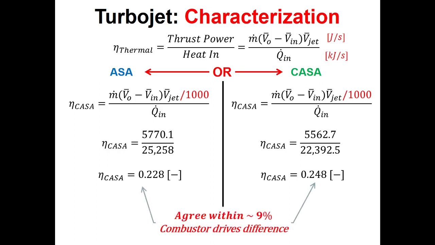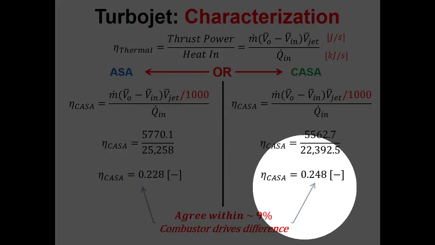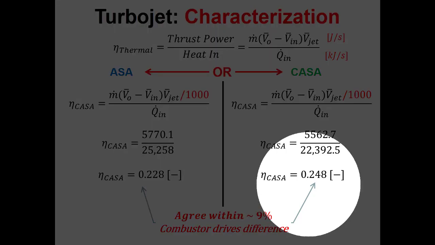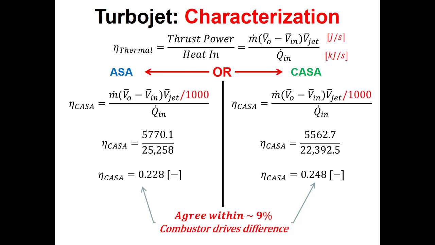So these numbers agree to within about 10%. So you can see that there is a cost in terms of accuracy for assuming this constant specific heat. But we're still in the same ballpark, and the analysis actually took a little bit less effort over here when we were using constant specific heat because we didn't have to do any interpolation on table A22.